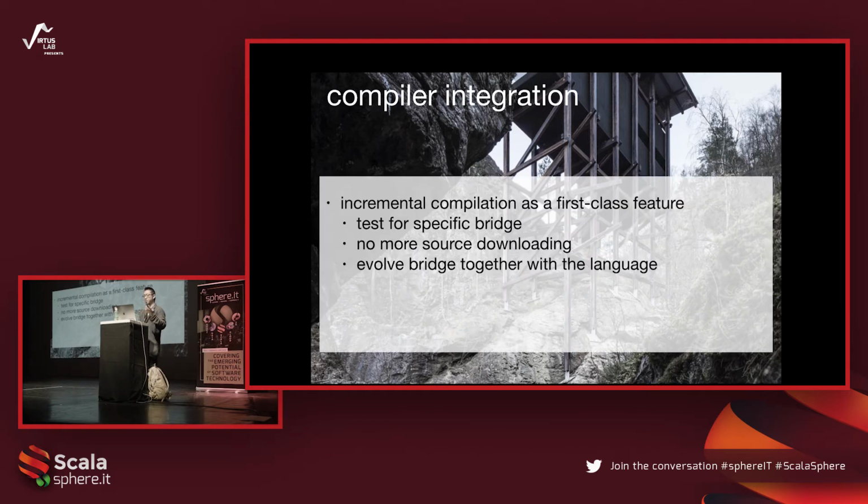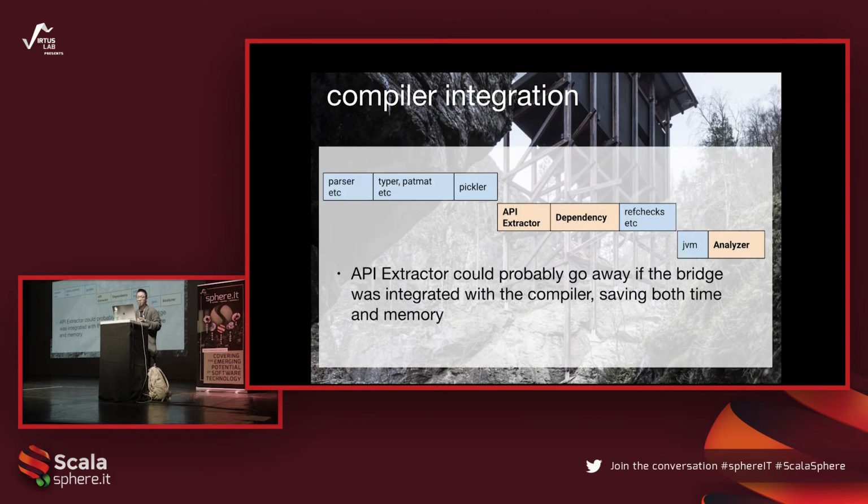So we can test for a specific bridge as opposed to downloading jars and hoping it works. Or we can evolve the bridge together with the language spec changes, because there's probably a whole bunch of lag right now because it's not maintained by the same people. Or like when we send a pull request to the compiler, you're not checking for the compiler bridge aspect, right? Dotty already is starting to go in this direction because they implement their own bridge. But I think there's a whole bunch of stuff we have to do to make sure it actually works.